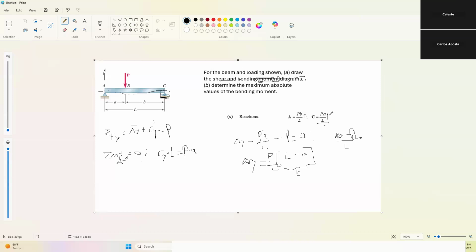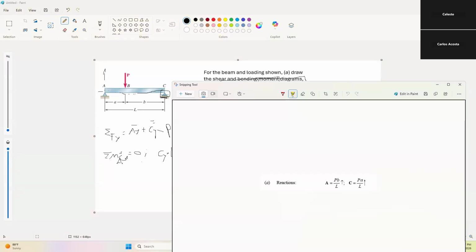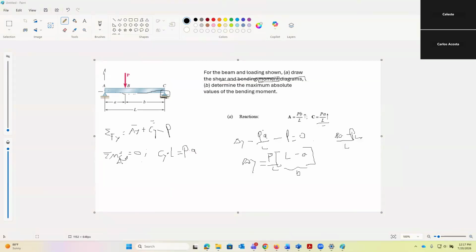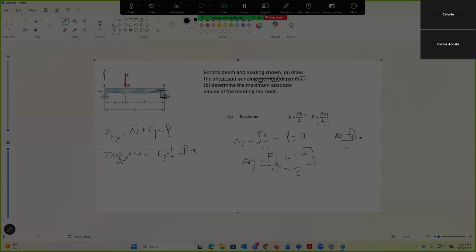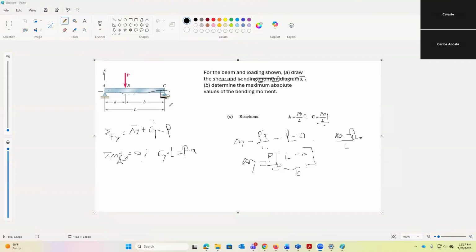So this is something that we already know. They're asking you to draw. This is the thing that we're gonna be focusing on in the exam mostly. So you need to get all that so that you can draw the diagrams.